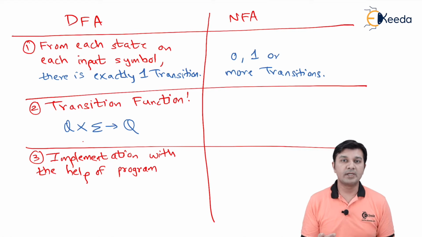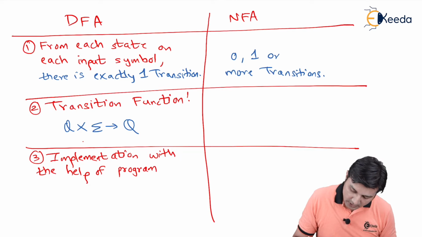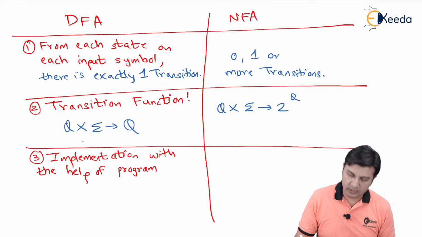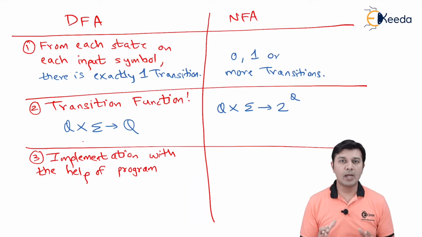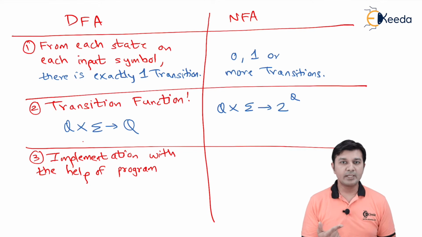Now coming on to the NFA. In NFA we say the transition function over here is: given a state and an input symbol, the output is 2 raised to Q. Till now I have not explained what exactly 2 raised to Q is, so let's go to this particular point in detail now. When I talk of 2 raised to Q, we define this transition function as: given a state and an input symbol, what are the possible states of output.